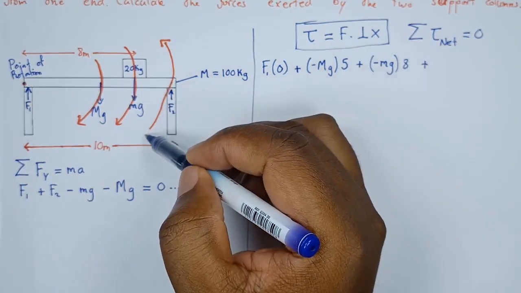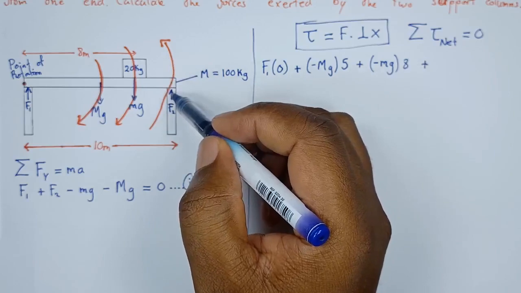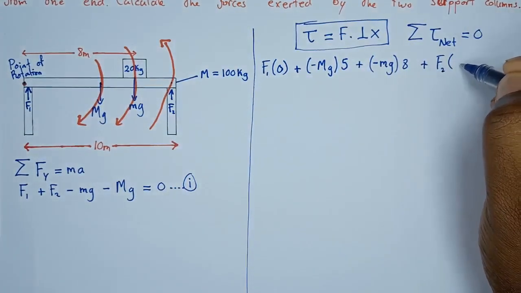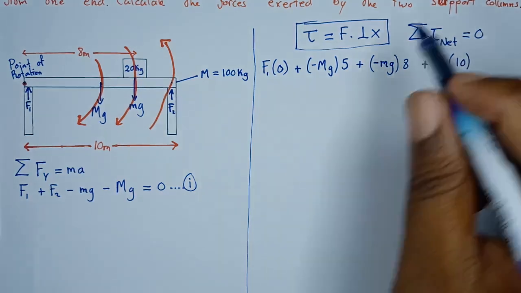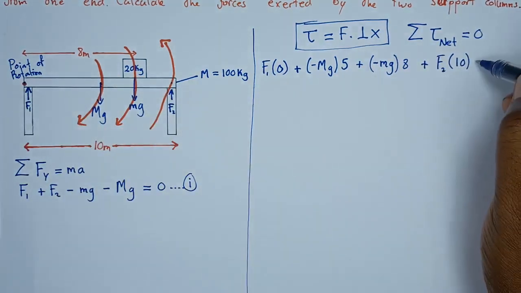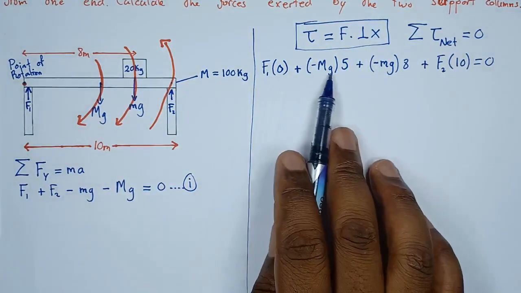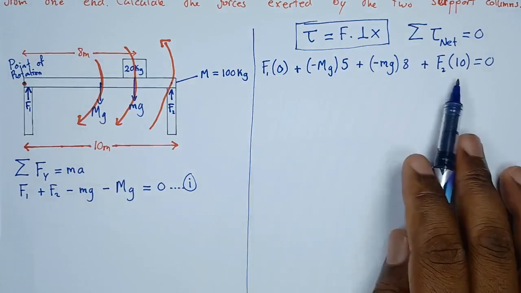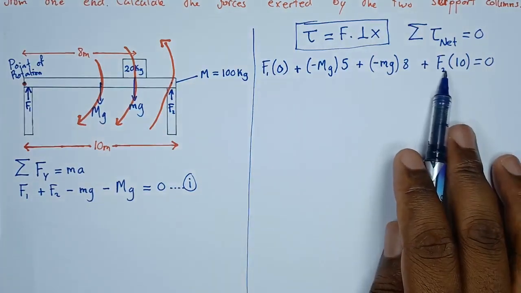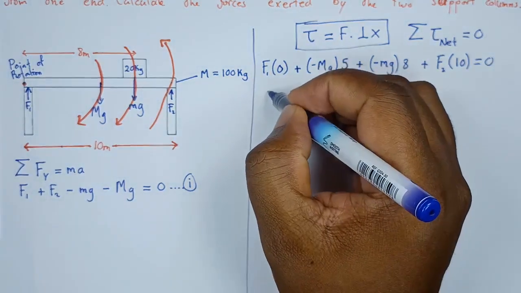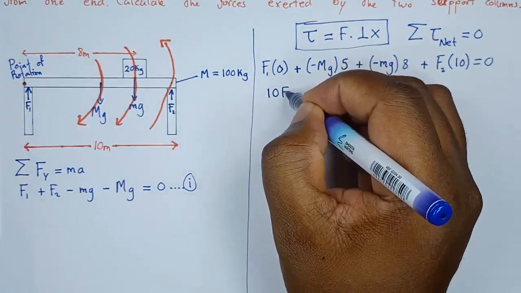Plus the torque at this point. At this point, it's going in the anti-clockwise direction, hence it's positive. So the force is F2 and the distance is 10 because that's the distance of the beam. And all this equals 0. So we can have this just as a 0. So on the left hand side, we're going to remain with 10F2.